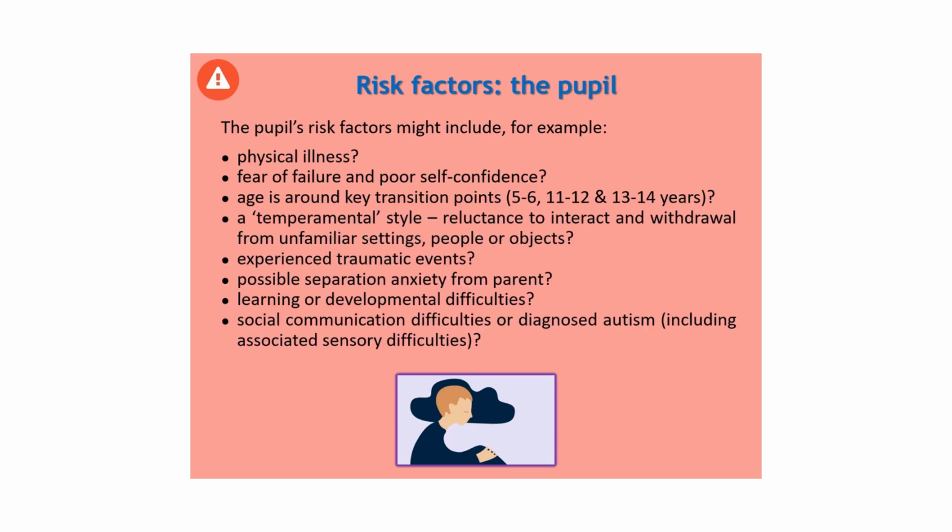Risk factors, the pupil. The pupil's risk factors might include, for example, physical illness, fear of failure and poor self-confidence, their age around key transition points, 5 to 6, 11 to 12, and 13 to 14 years, a temperamental style, reluctance to interact and withdraw from unfamiliar settings, people or objects, experienced traumatic events, possible separation anxiety from parent, learning or developmental difficulties, and social communication difficulties or diagnosed autism, including associated sensory difficulties.